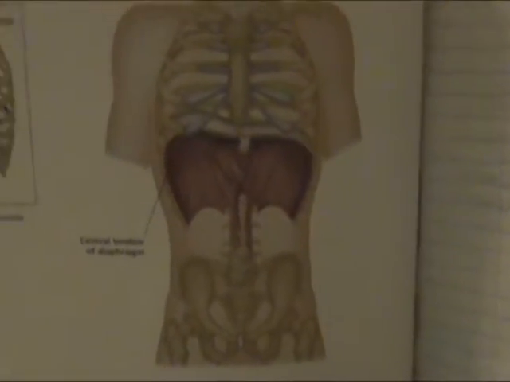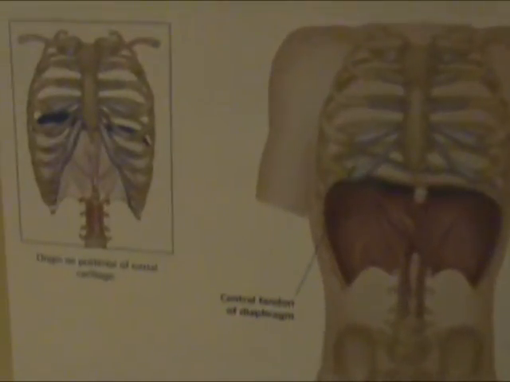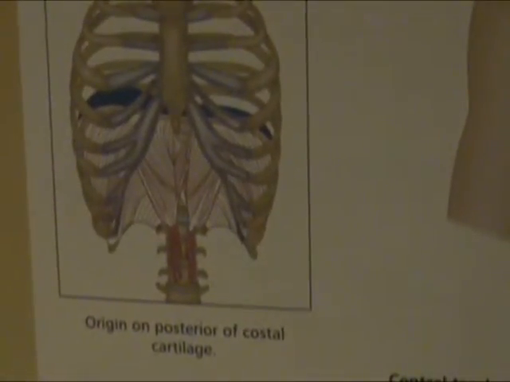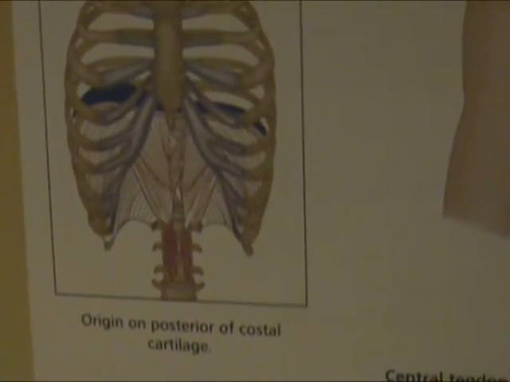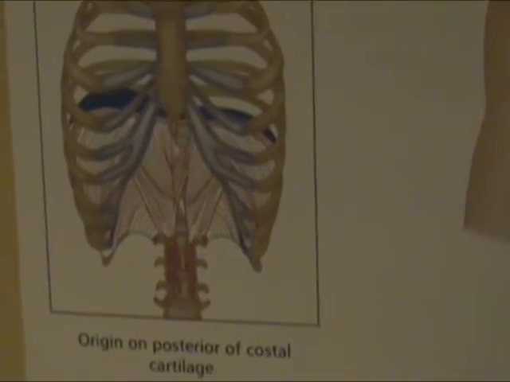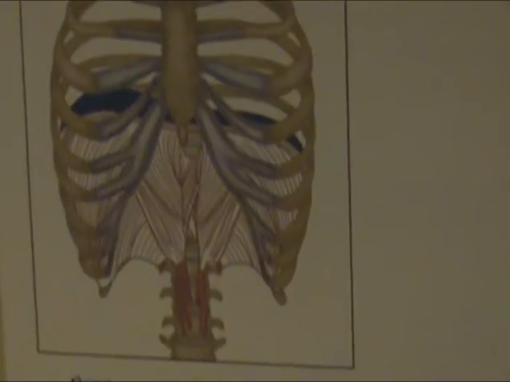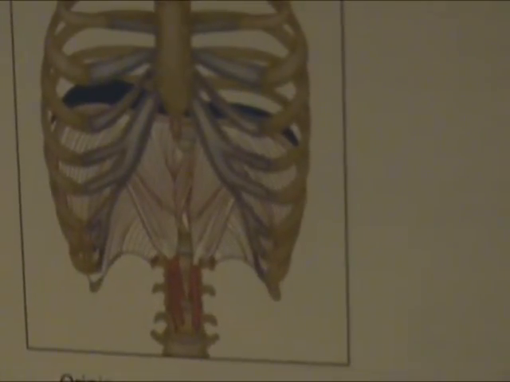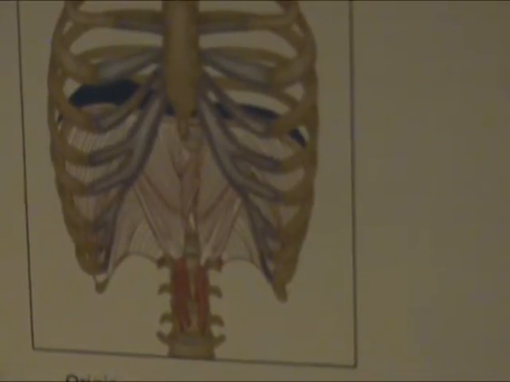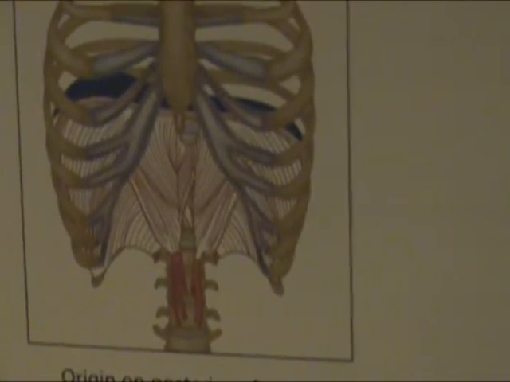The origin of the diaphragm is the xiphoid process, the last 6 ribs, and the lumbar vertebrae. The insertion is the central tendon. The joint associated with the diaphragm is the ribs, and the action is to increase the vertical dimension of the thorax.